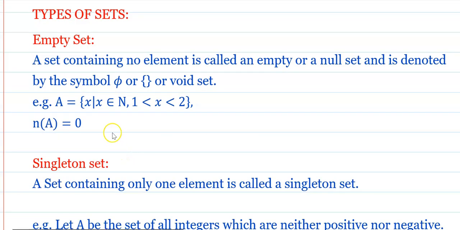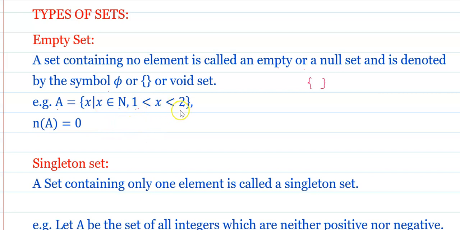Types of the sets. Okay. Next, empty set. A set containing no element is called an empty set or a null set and is denoted by the symbol phi or the empty curly bracket. Okay, it is like this, or a void set. For example, A is such that X belongs to set of natural number. And what type of this X? X is natural and it lies between 1 and 2.